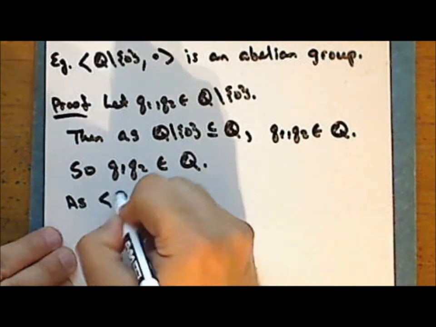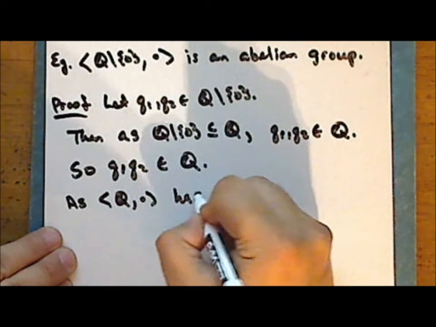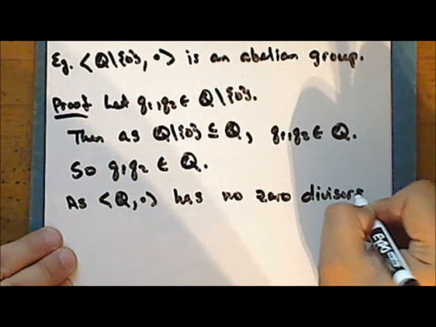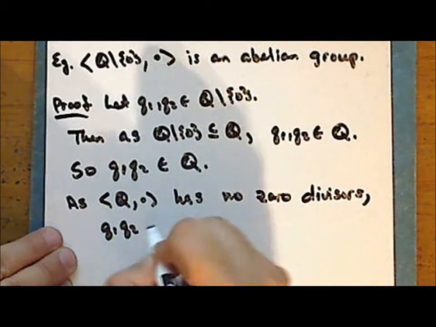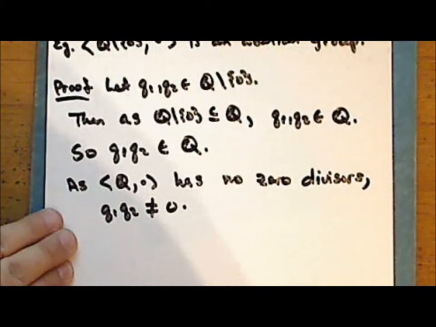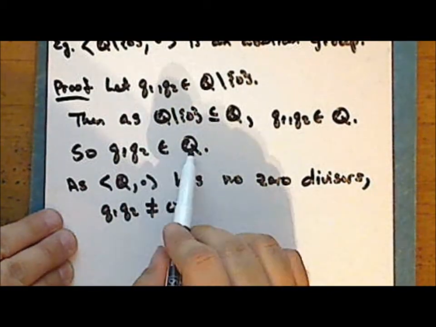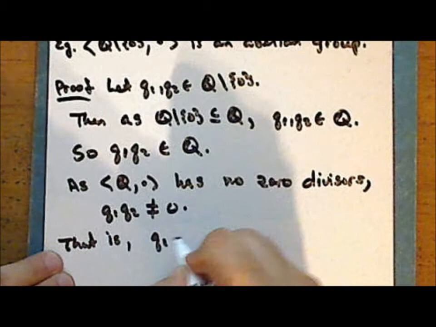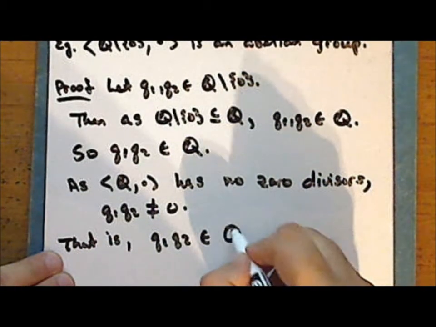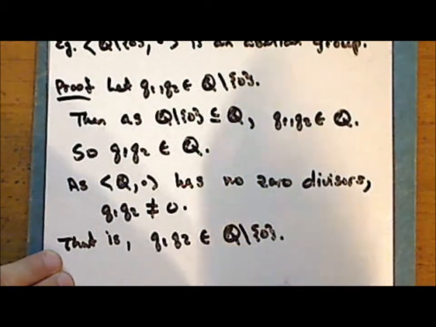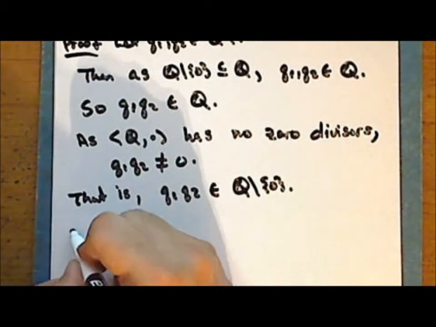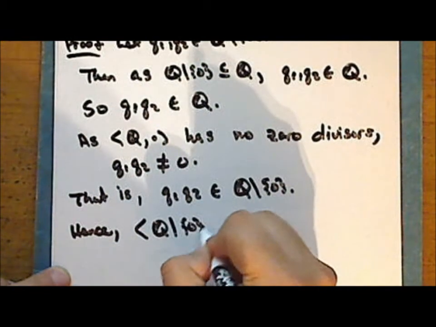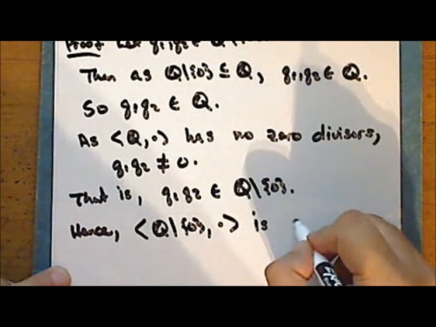Now, as the rational numbers under multiplication has no zero divisors, the product, q sub 1 times q sub 2, is not equal to 0. And so the product of q sub 1 and q sub 2 is a rational number that is not equal to 0. That is, the product, q sub 1 times q sub 2, is a non-zero rational number. And so we do have closure, and hence the structure consisting of the non-zero rational numbers under multiplication is a magma.